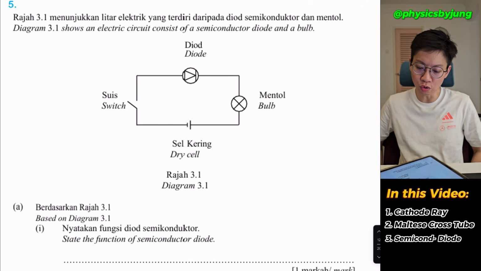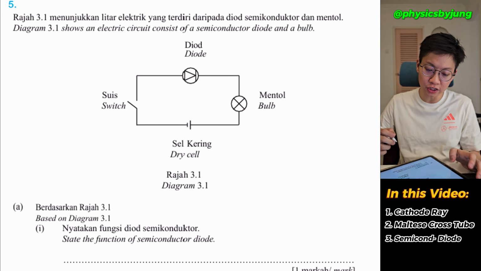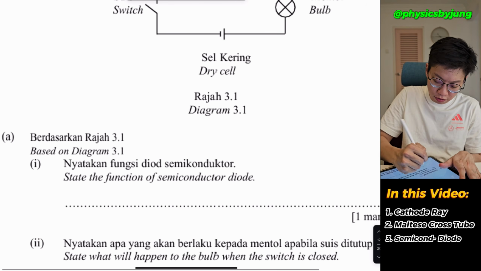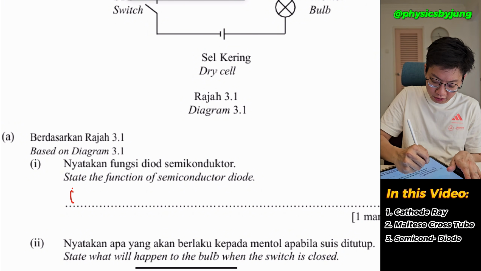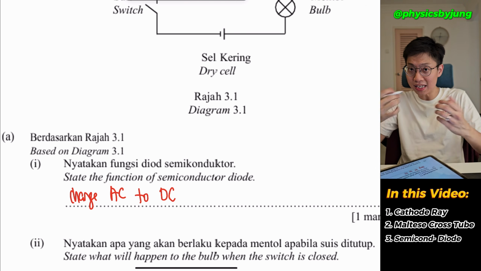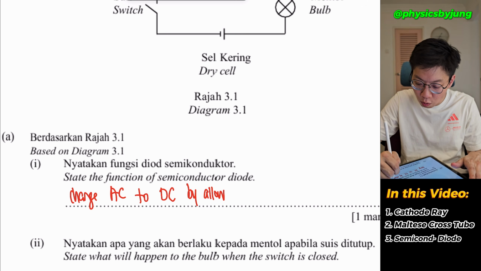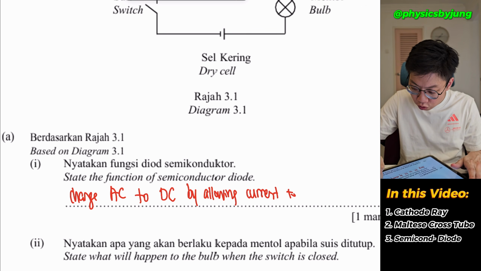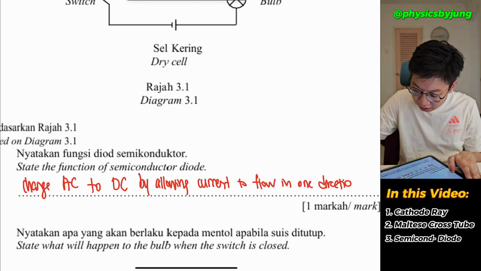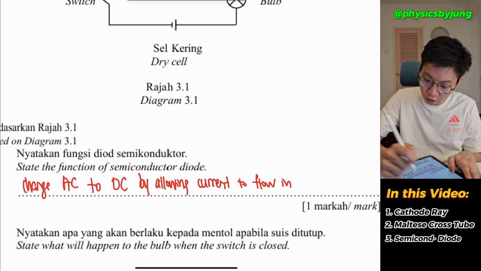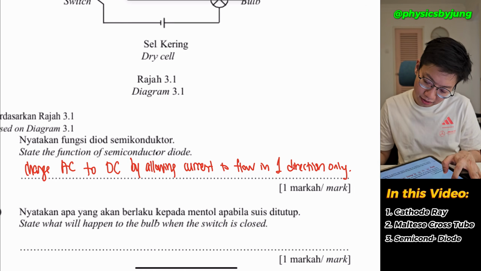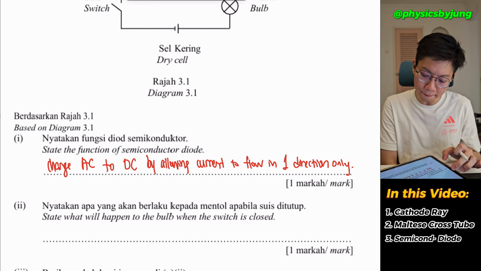Okay, so let's see. So what is the function? This is the Penang set 2. What is the function of a semiconductor diode? So it can change alternating current to direct current. Okay, rather than we say they change only, by allowing current to flow in one direction only, to flow in one direction only.